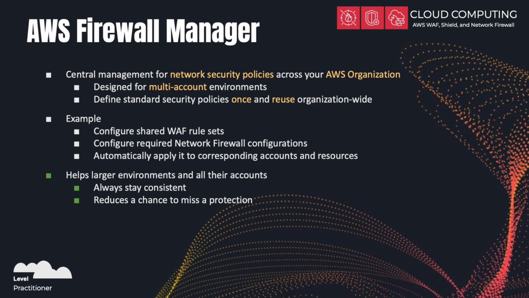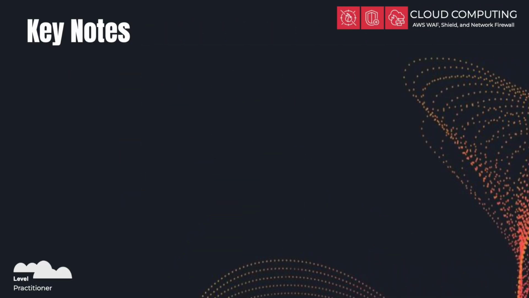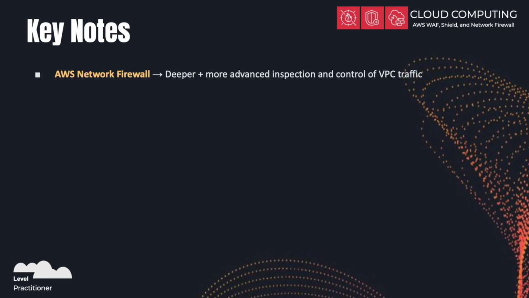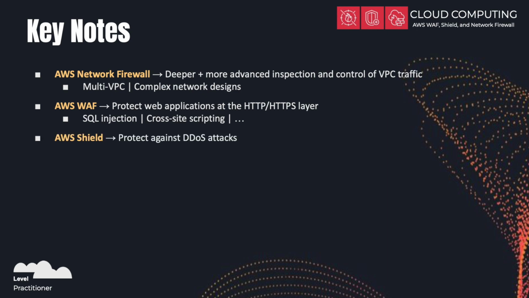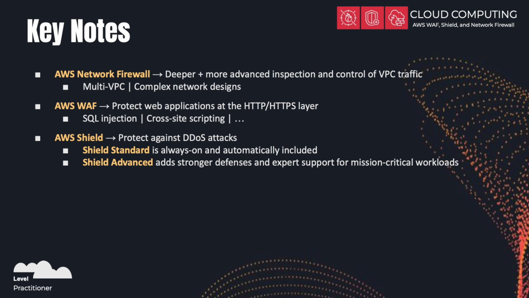To make all of this easier to remember, let's quickly zoom out and summarize the whole big picture. You can use Network Firewall when you need deeper, more advanced inspection and control of traffic inside and between your VPCs, especially in multi-VPC or more complex network designs. You can use WAF to protect your web applications at the HTTP and HTTPS layer and block common web exploits such as SQL injection and cross-site scripting. And you can use AWS Shield to protect against DDoS attacks, with Shield Standard automatically included and Shield Advanced available for stronger protection and added support for mission-critical applications.